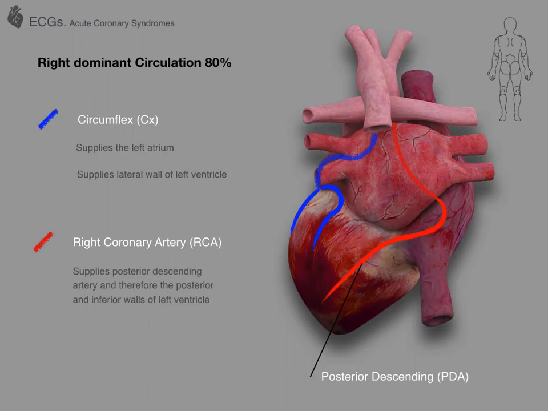As I just alluded to, in roughly about 80% of people, the right coronary artery goes on to supply the posterior descending artery, and therefore the posterior and inferior walls of the left ventricle. We refer to this as a right dominant circulation.